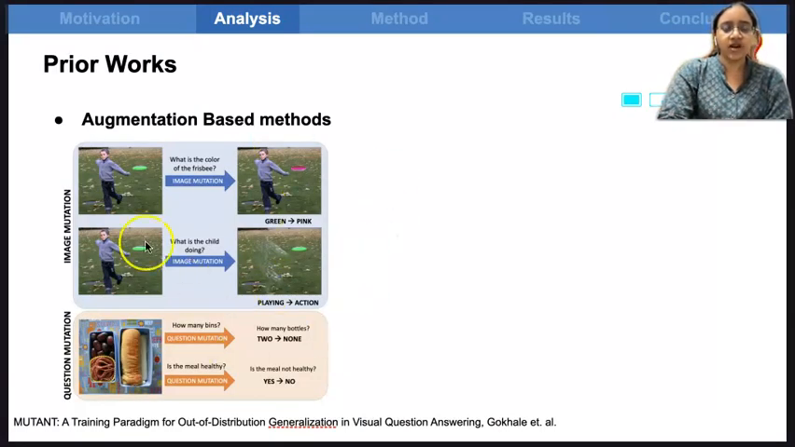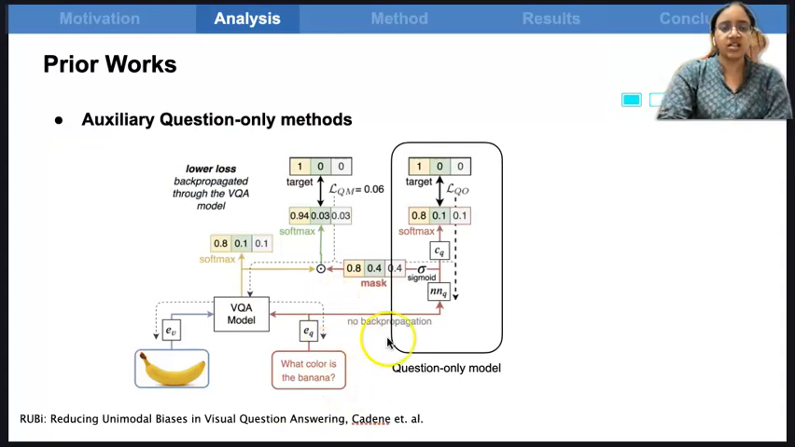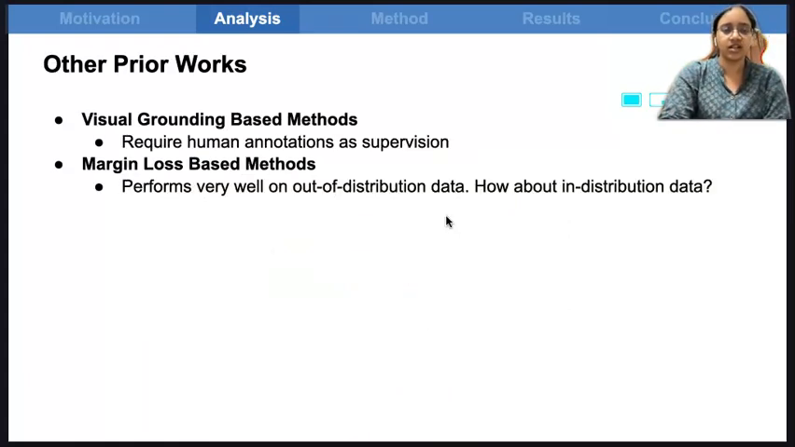To solve this problem, some works used augmentation-based methods to balance out the skewness in the training data, but this requires cumbersome methods for generating the augmentations. Another line of work uses an auxiliary question-only model, which simply takes the question as the input and predicts if the given training sample is biased or not. If yes, then the model kind of unlearns it. If no, then the model puts more focus in learning it.